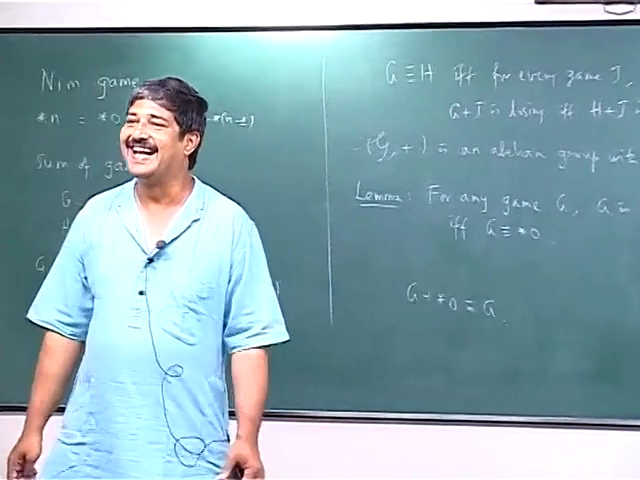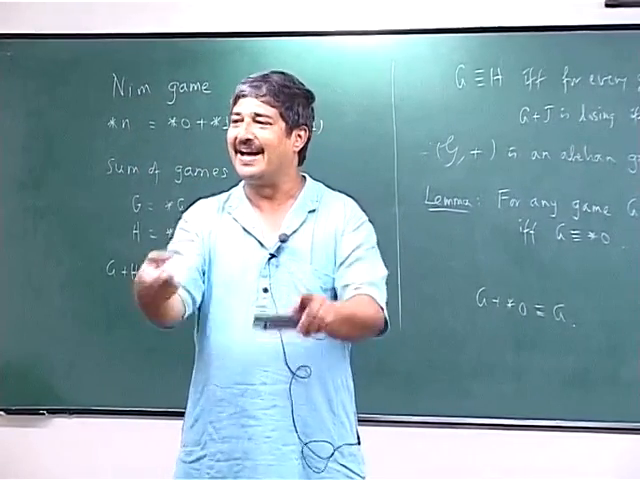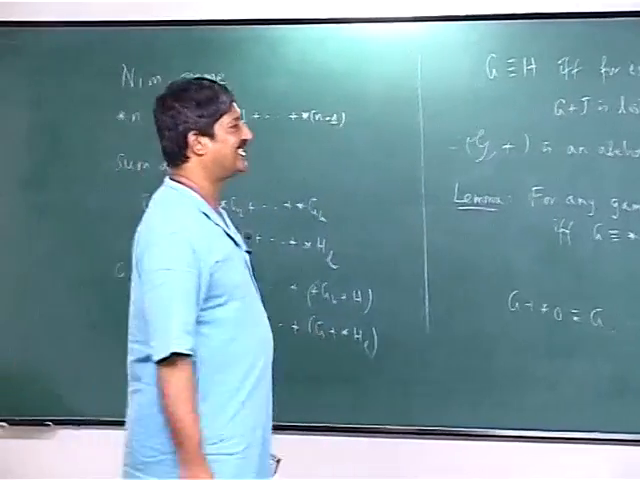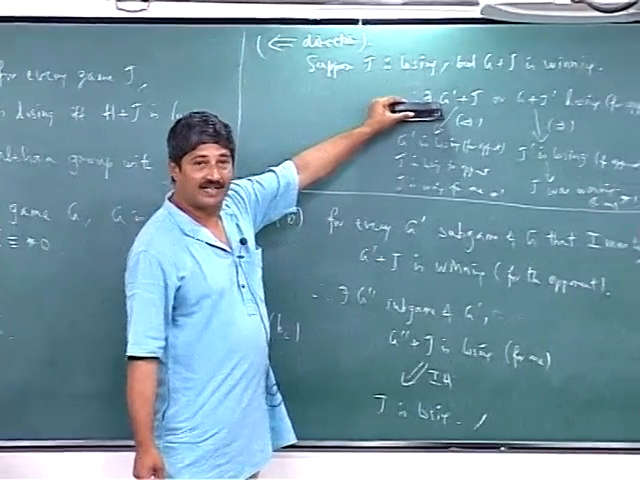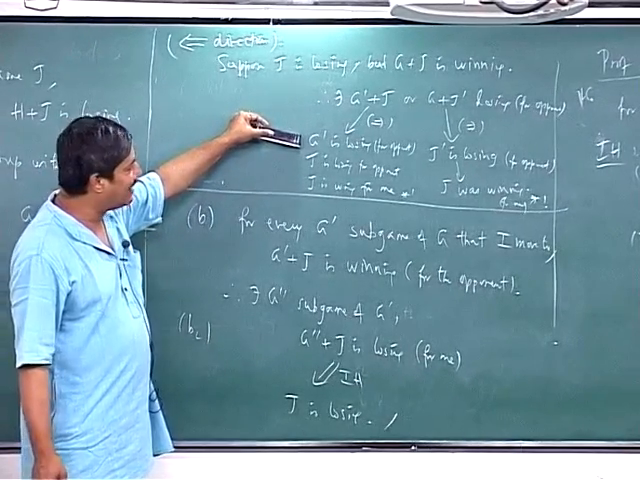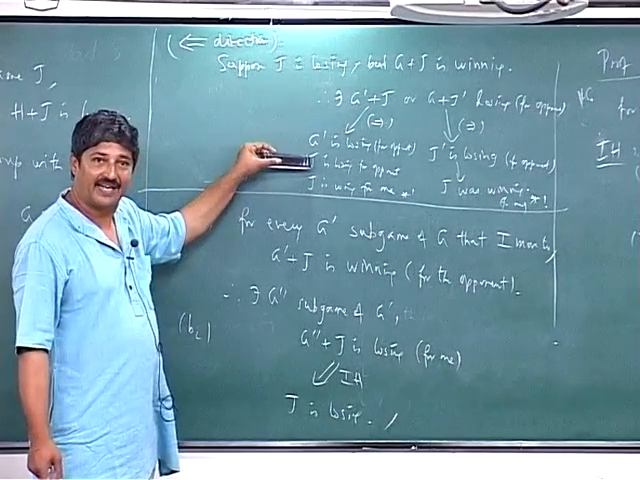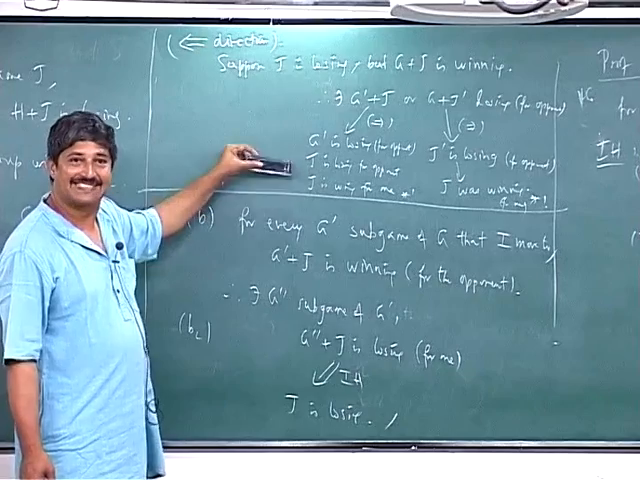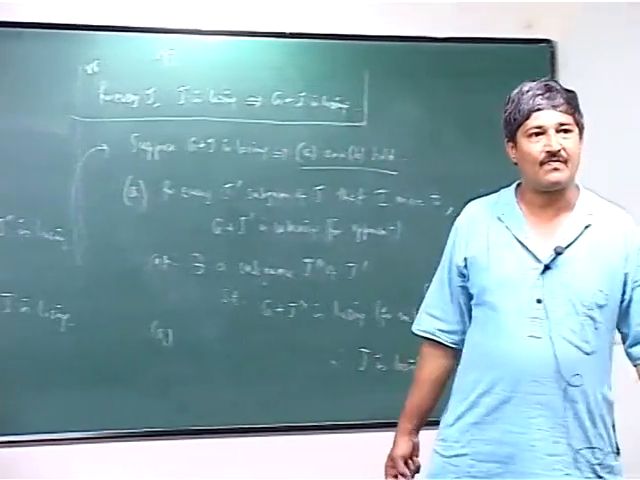Remember that when we talk about a game which is losing, it only means losing for the player who moves, right? So what does it mean for G prime plus J to be losing for the opponent? We have already shown that G prime is losing for the opponent, right? Then it must be the case that J is also losing for the opponent. And if J is losing for the opponent, J must be winning for me, right? As moving to this subgame, right?